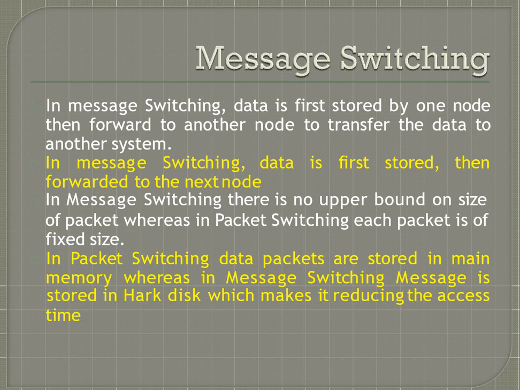In message switching, there is no upper bound on the size of packets, whereas in packet switching, each packet should be of fixed size. In packet switching, data packets are stored in main memory, right? Whereas in message switching, the data message is stored on the hard disk, which reduces the access time. Message switching uses the store and forward mechanism. There will be an intermediary node which will receive all the broken messages from the sender, reorder the message and send it to the receiver, which is known as message switching. Message switching is not suitable for real-time applications.